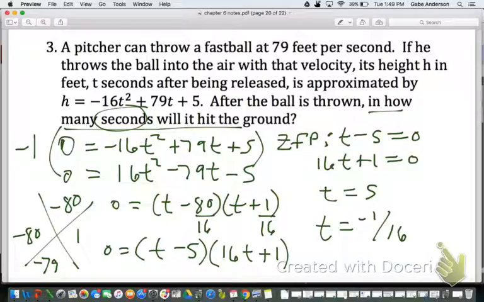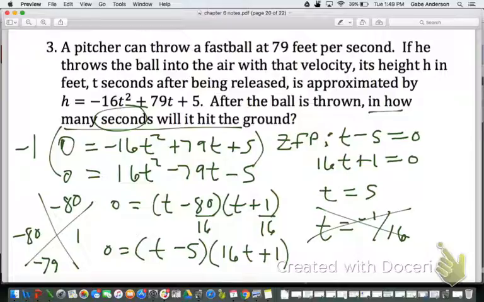Of those two numbers, which one makes no sense? The negative 1/16. Let's think about what that would mean. If t was really equal to negative 1/16, that would mean if this pitcher throws the ball in the air, the ball lands on the ground a 1/16 of a second before they threw it.